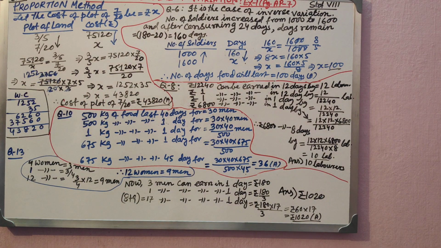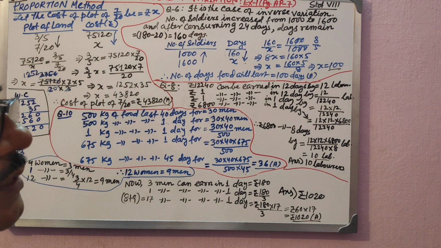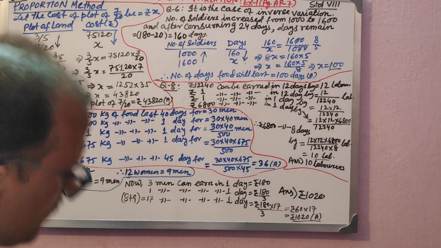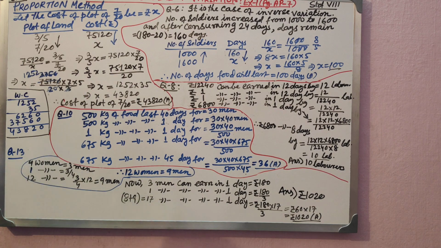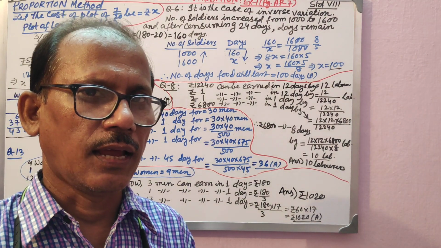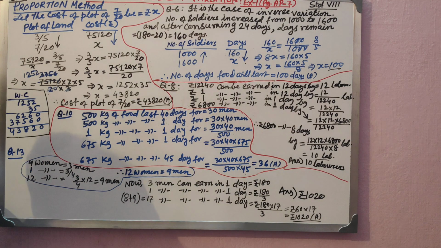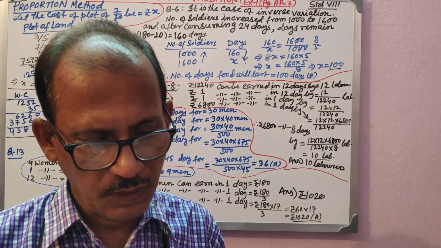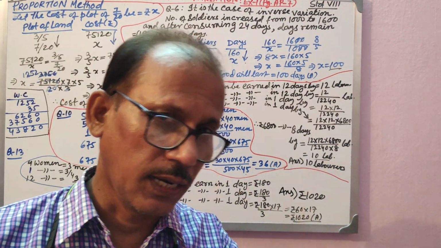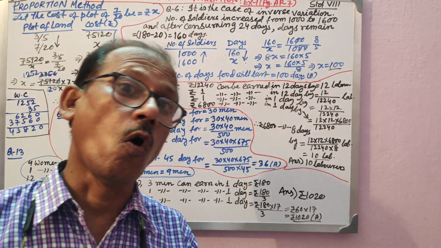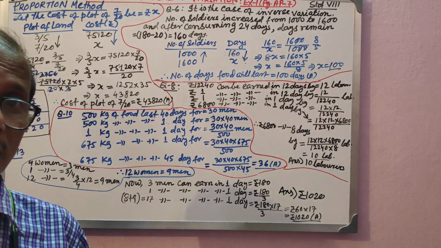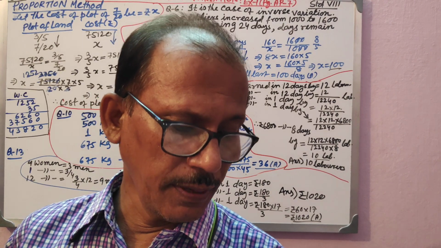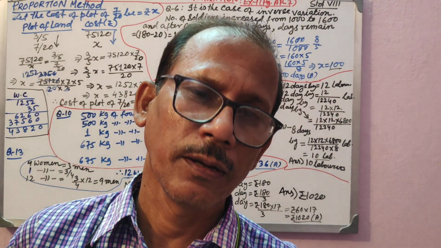Now another type of sum in this unitary method at the end of your exercise is question number 13. This particular question can be solved in two ways. One way I will say you verbally, and another way I have followed here. Now see, first of all, 3 men or 4 women. First condition given to you, 3 men and 4 women can earn rupees 180 in one day. So 3 men's manpower is equal to 4 women's manpower.